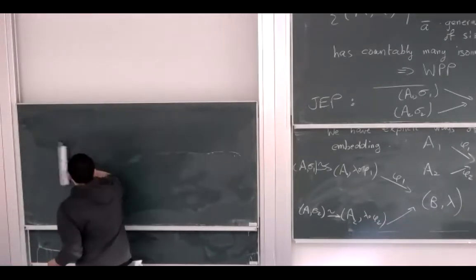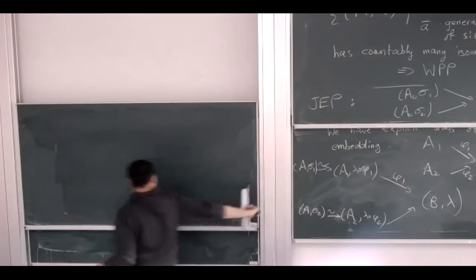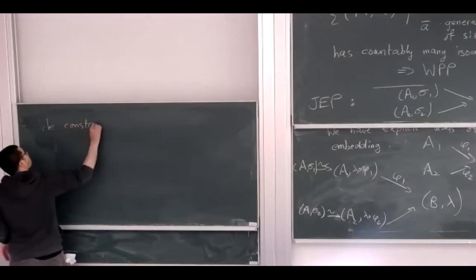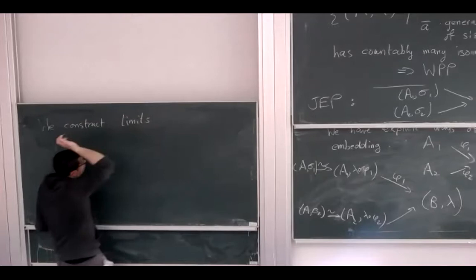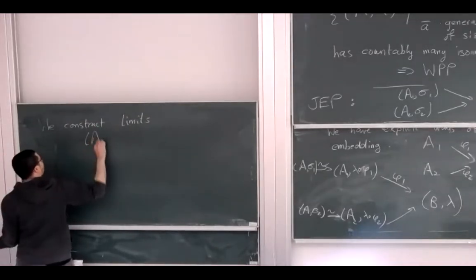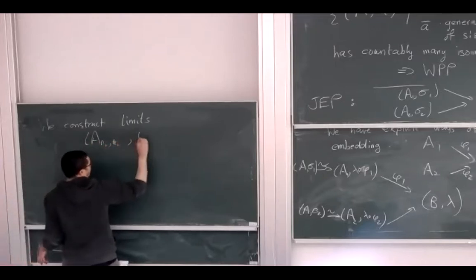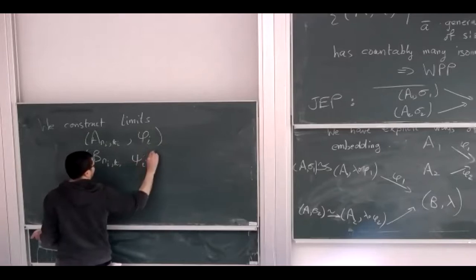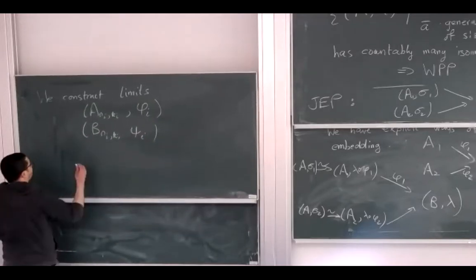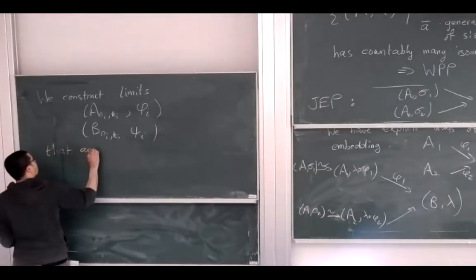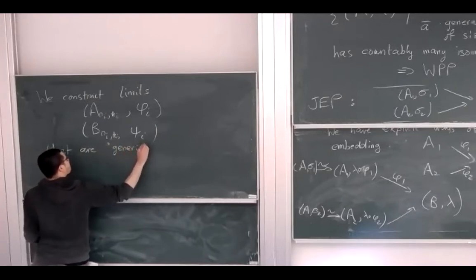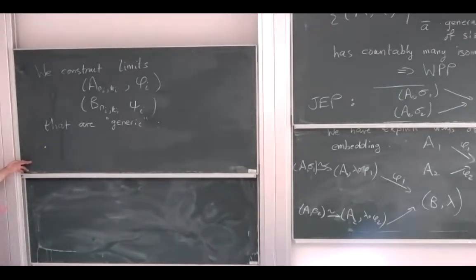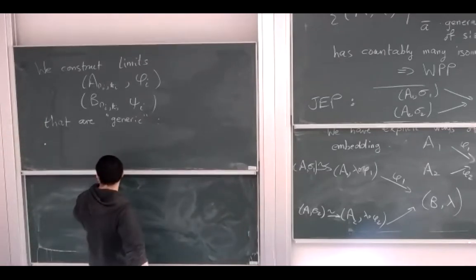So what we do is construct limits A, Ni, Ki, and some connecting maps, and same for the B's, with some other connecting maps, and then we can say explicitly what these look like, that are so called generic. Generic means two things. These two properties, which I'll write, will imply that the limits we have are the limits we want.